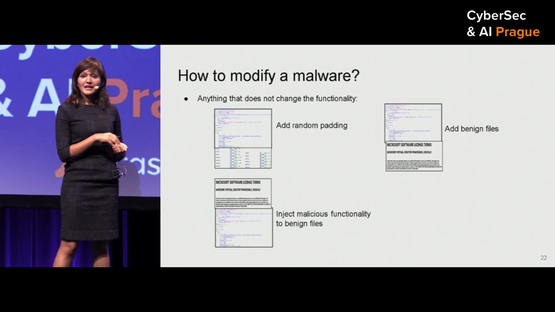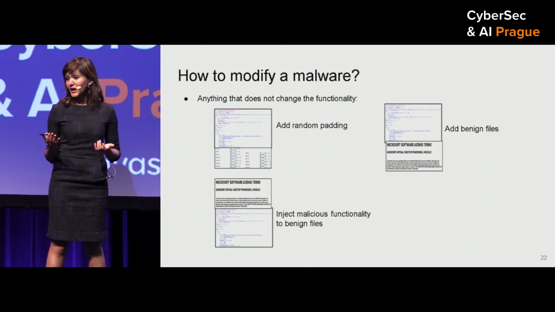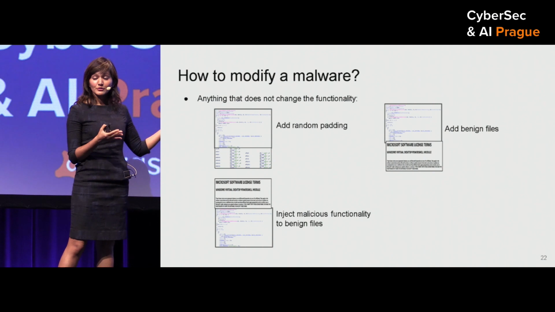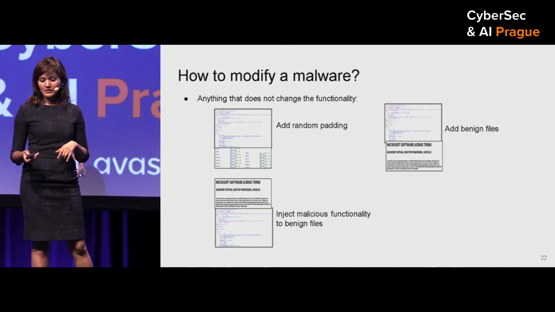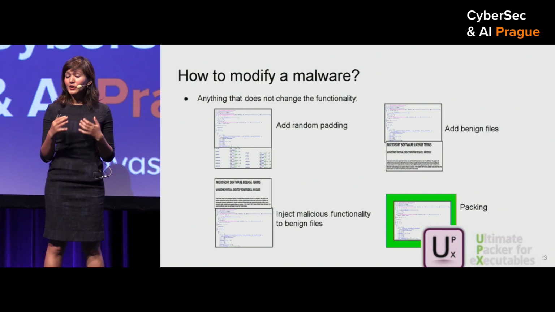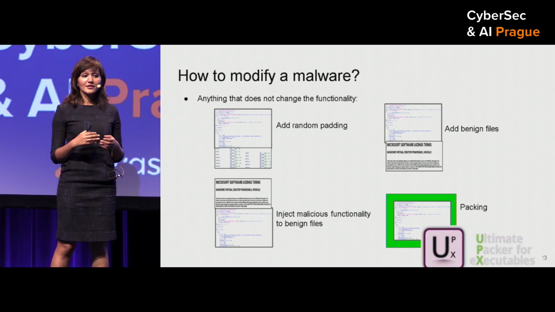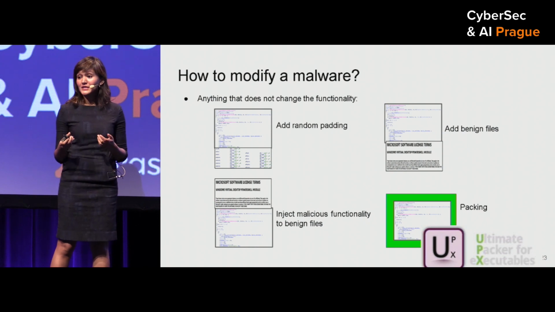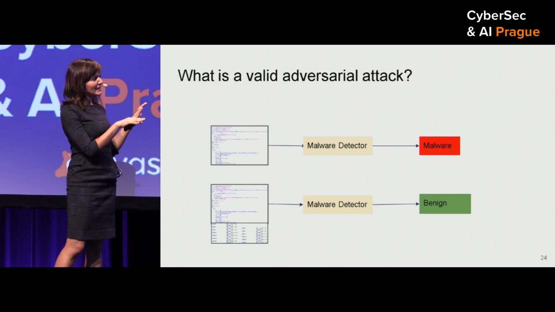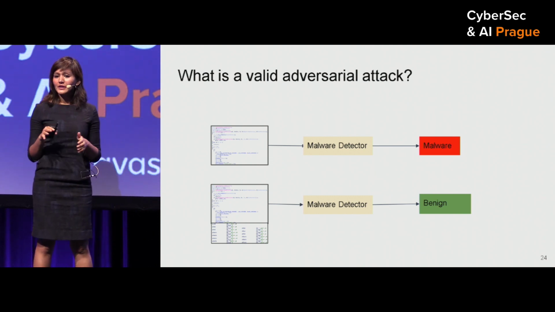You can also add malicious functionalities to a benign file. There's research showing that this attack is more useful than the other way around. You can also encrypt and compress a file multiple times using a packer to evade signature-based classifications. So now, after we made these changes, how would we know if this is a valid adversarial attack?